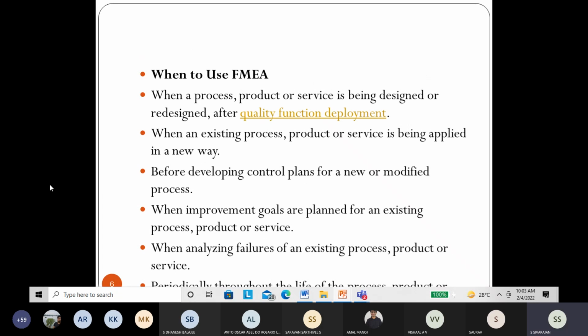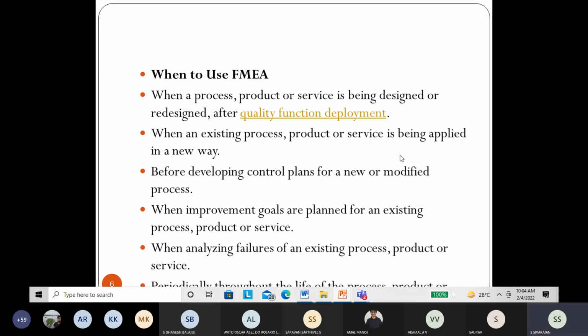And when to use FMEA? So process, as you said, it can be used for process. Many times process, product, service. In our case, we are going to use it for a service being used or redesigned. So this is in the design stage. Many times in the design stage, when an existing process, product or service is being applied in a new way. For example, you are trying to change your existing product setup. In that case, you can go for FMEA. Before developing control plans for a new or modified process, when improvement goals are planned, for example.